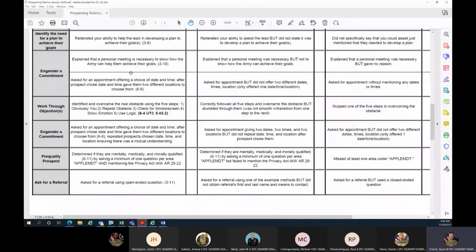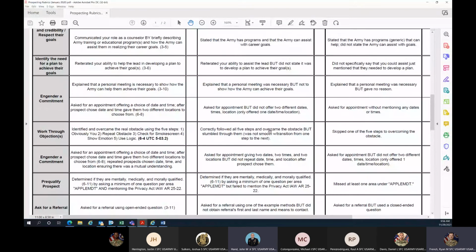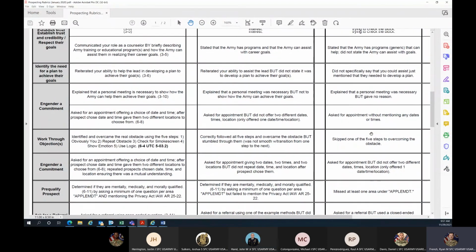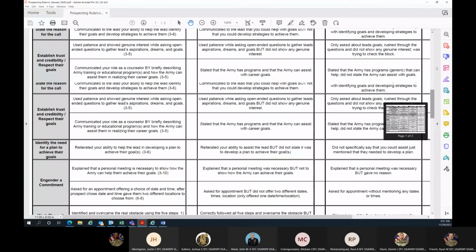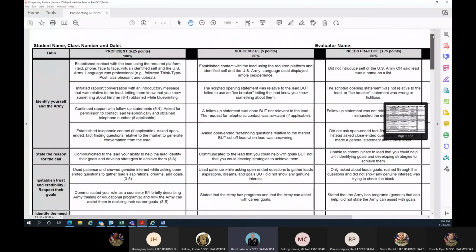Yeah, it's a little different grading this year than it was last year. So if you skip the check for smoke screen, you're down to 60% on working through the objection. So again, they are doing a little different grading rubric this year. It's the one they actually use in the schoolhouse. So it'll be interesting to see how well everyone does in this event.